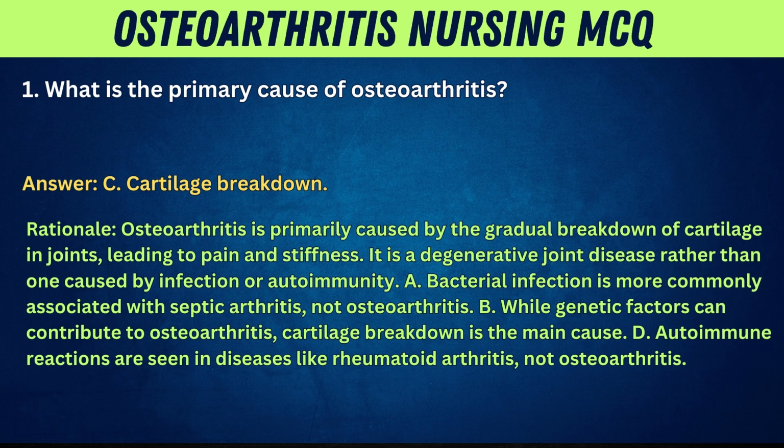A. Bacterial infection is more commonly associated with septic arthritis, not osteoarthritis. B. While genetic factors can contribute to osteoarthritis, cartilage breakdown is the main cause. D. Autoimmune reactions are seen in diseases like rheumatoid arthritis, not osteoarthritis.